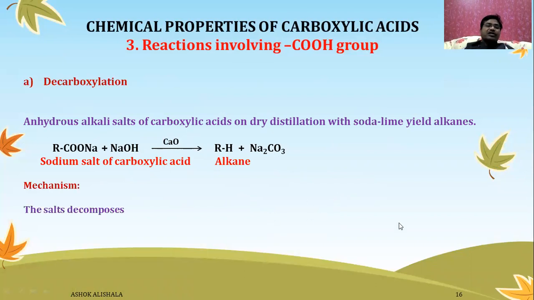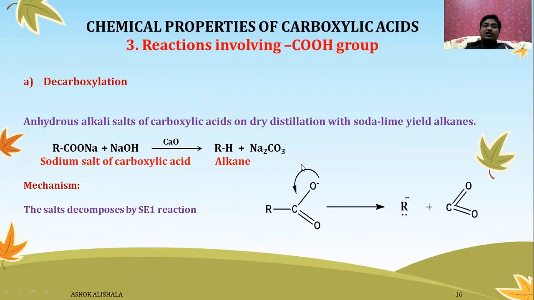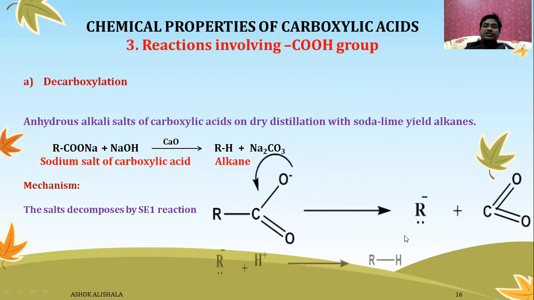Let us see what mechanism is involved. The salt decomposes by an SE1 reaction, that is, electrophilic substitution, a first order reaction. Now let us see this one. First, this is a carboxylate ion where a negative charge is present on the oxygen. This will come to here, and then this will be removed, and you will get an alkyl anion and carbon dioxide. During acidification, this alkyl anion takes H plus ions and we get the alkane like this. This is the removal of carbon dioxide.